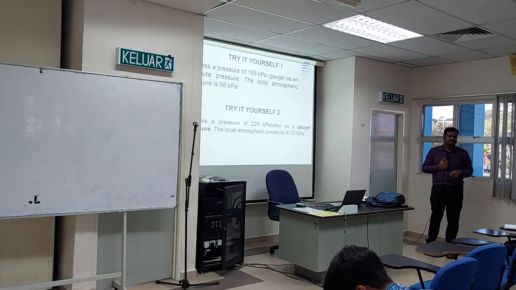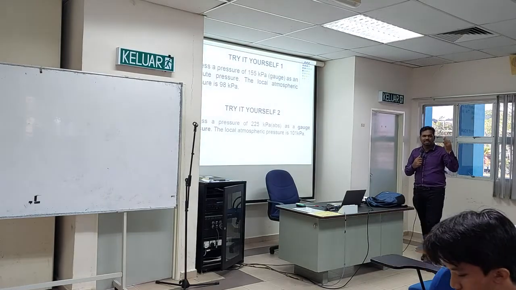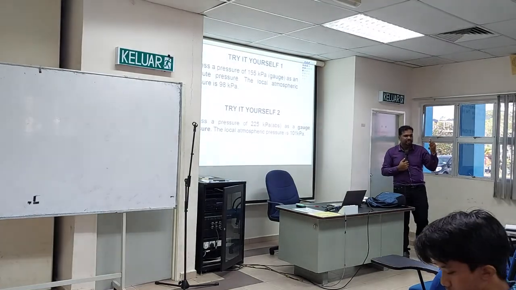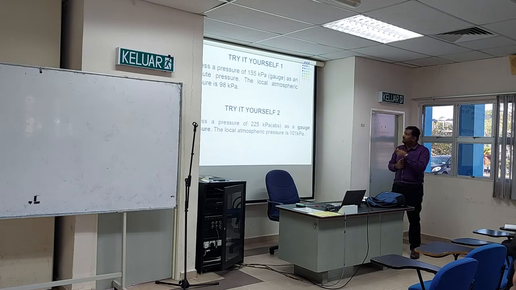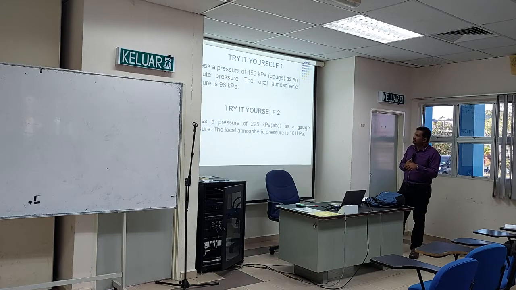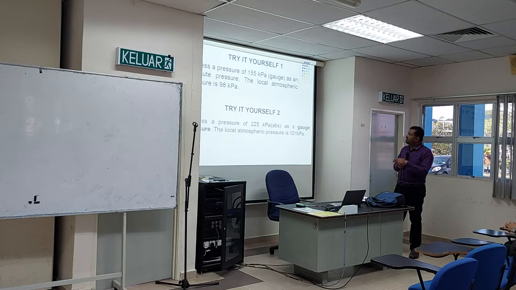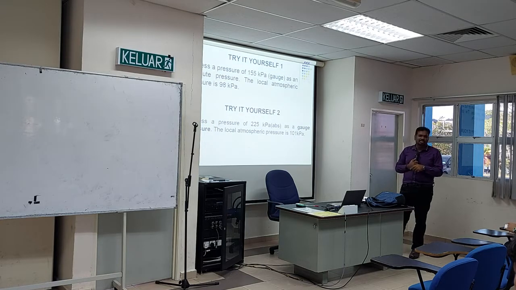Gauge ni apa? So tadi kita tengok 3 pressure. So we have seen 3 pressures: absolute, gauge dengan atmospheric. So kalau dia tulis KPA gauge ni apa? Nama pun gauge kan. So gauge pressure lah. Okay. So under 55 as an absolute pressure. Disuruh convert. Okay, absolute pressure. The local atmospheric pressure is 98 kilopascal.